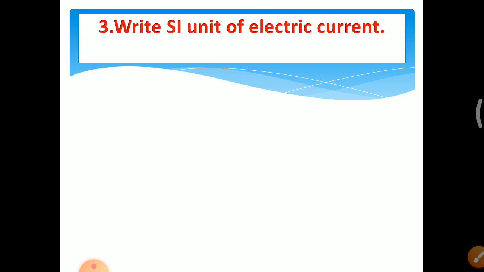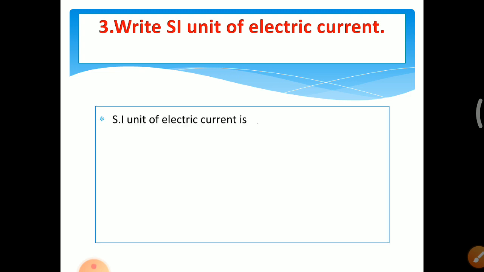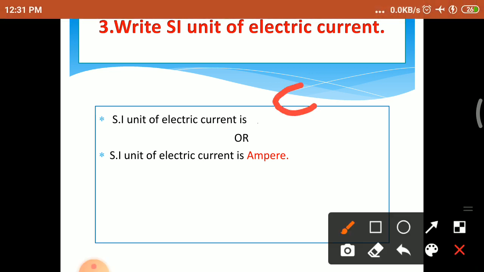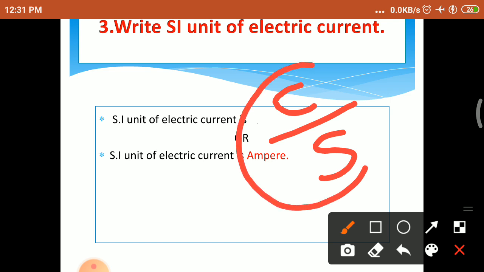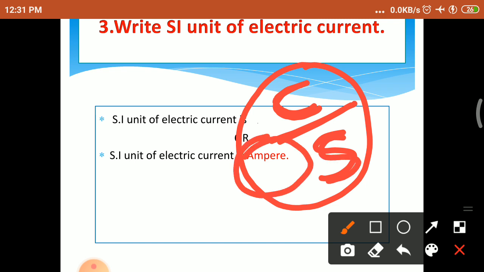The next question, write the SI unit of electric current. The SI unit of electric current is one, ampere, and another one, coulomb per second. So there are two SI units of electric current. One is coulomb per second and another one is ampere. This is the SI unit of electric current.